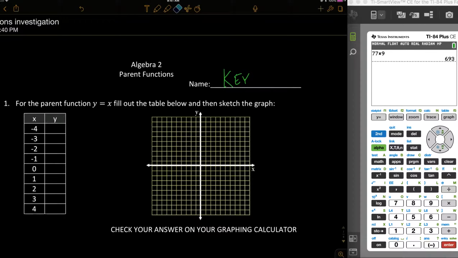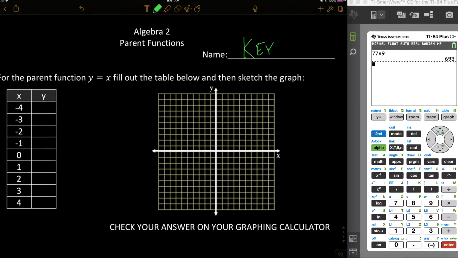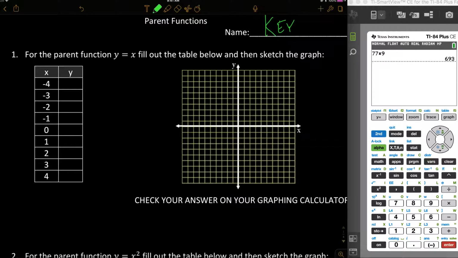Functions. These are some graphs that you're going to have to be familiar with moving forward. You have to know what these look like. So we're going to start with the one, y equals x. And what it's asking us to do is fill out the table below.